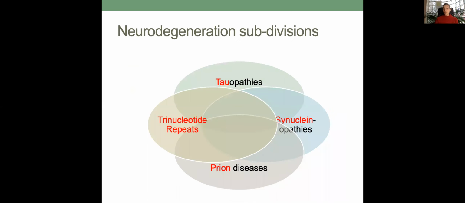As a reminder, these are the four subdivisions that I brought up before: tauopathies, synucleinopathies, trinucleotide repeats, and prion diseases. Before, I mentioned that each of these families and their names derive from the proteins that characterize them: tau, synuclein, and prion. Trinucleotide repeats are somewhat unique in that this refers to the DNA rather than the protein.